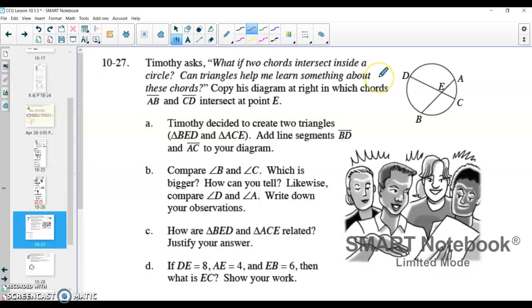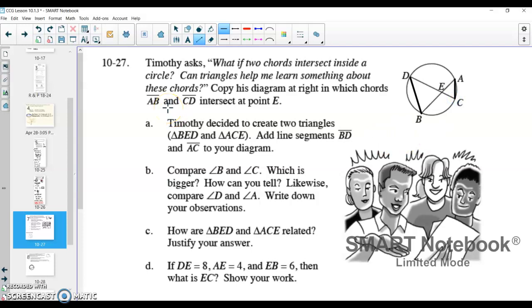Where it says to copy the diagram, it will be on your sheet as it is on mine, and I'm just going to use this here. So it says that chords AB and CD intersect at point E, and Timothy decided to create 2 triangles, BED and ACE. So I'm going to try to use a line here to create those triangles. BED would be a triangle looking like this, and ACE would be a triangle looking like this.